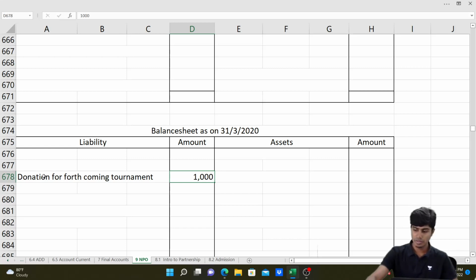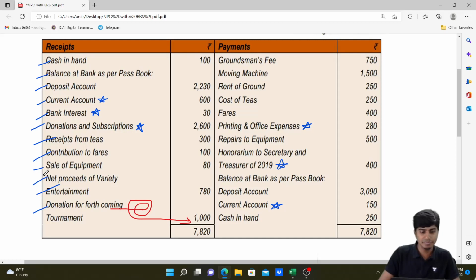That is 1000 rupees. Everyone understood this? So be cautious with this part, because there is a very good possibility that you by mistake take this donation for forthcoming tournament to income and expenditure income and not consider it as a liability. So let's not make that mistake. Now let's go to the payment side.